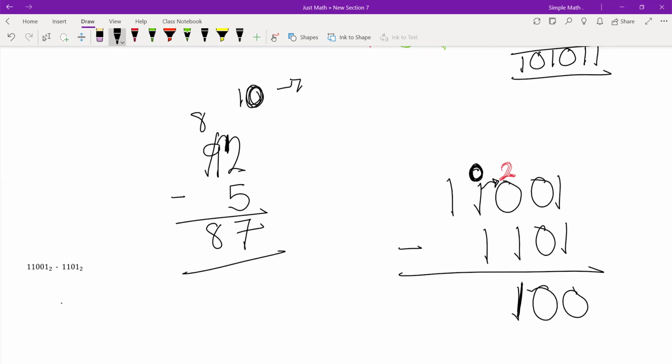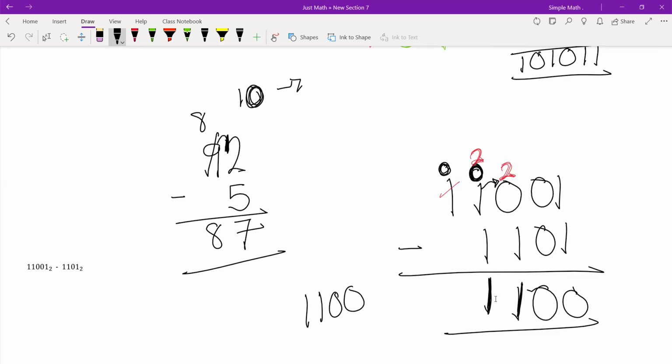So again, we borrow from the next one. What are we going to borrow? We're going to borrow 2. This becomes 2 minus 1, which is equal to 1. And because we borrowed from this one, we're left with 0 here. There's nothing here. So the answer is 1100.